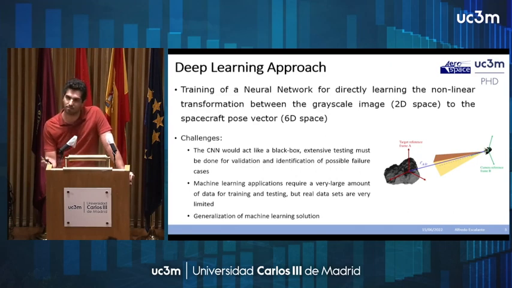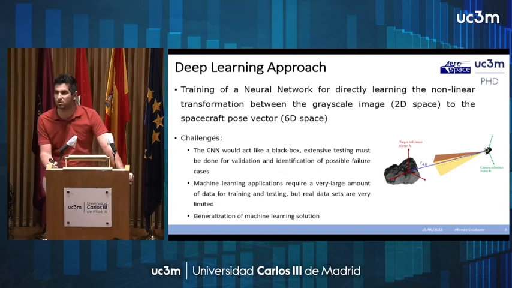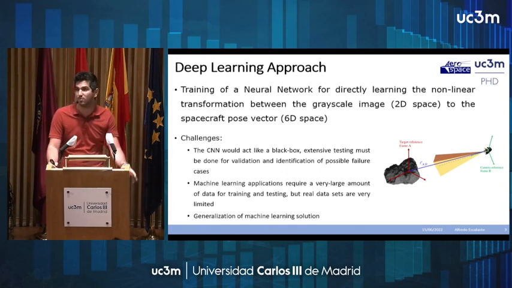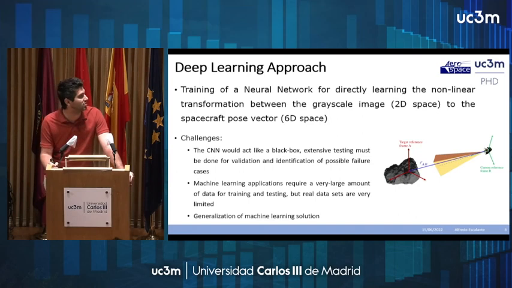But of course, there are a few challenges in doing so. First, the convolutional neural network would act sort of like a black box. We don't really know what's happening inside, so we have to perform extensive testing and validation to identify possible failure cases of these convolutional neural networks that we develop. And also it's very well known that machine learning applications require a very large amount of data, which for space missions sometimes is not the case.